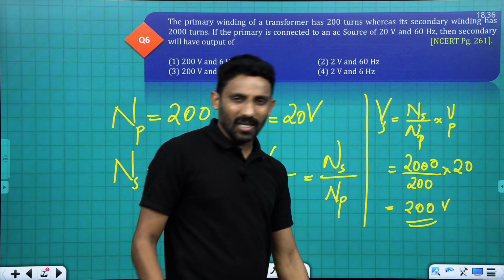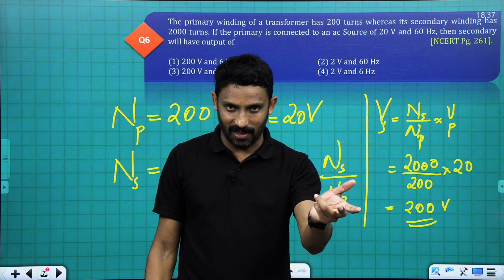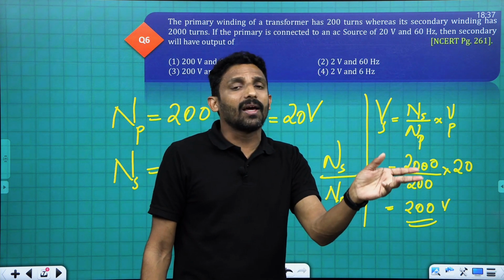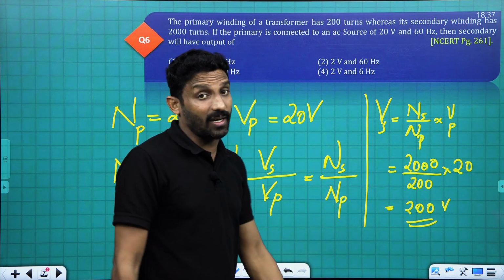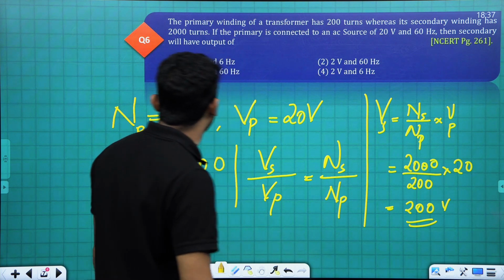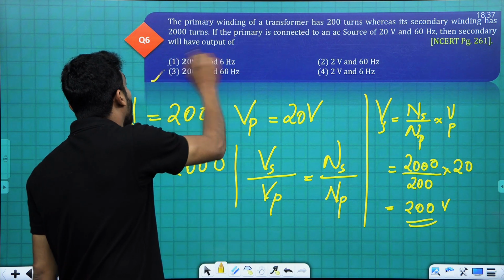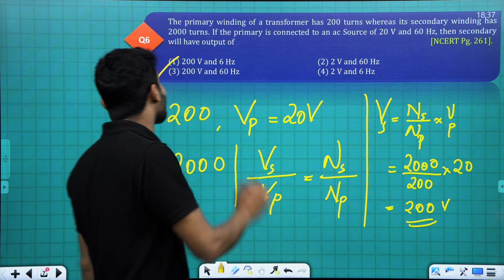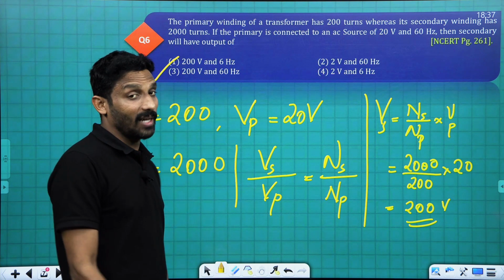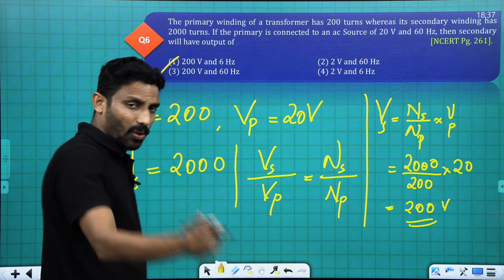Means the voltage is increased by 10 times. Since the number of turns is increased by 10 times, then the voltage will be increased by 10 times, 200 volt, and there won't be any change in frequency. Frequency remains same. Okay, no change in frequency. So the answer is 200 volt, 60 hertz. That is the output.